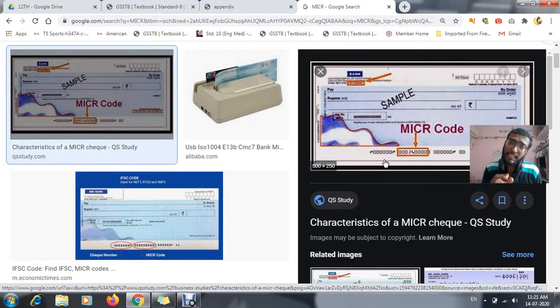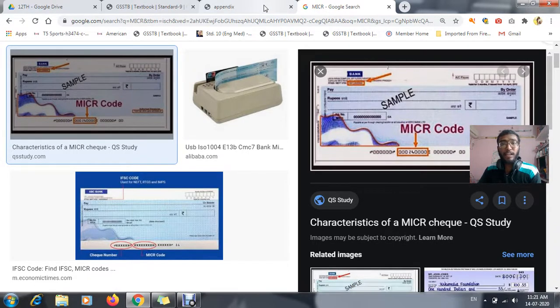What happens is, each and every check leaf will have a different kind of information of that particular bank and that particular check leaf. If I am sending money to someone else, or depositing my money to some other account, I will write my amount in rupees, my name, who the amount will be paid to, and the date.